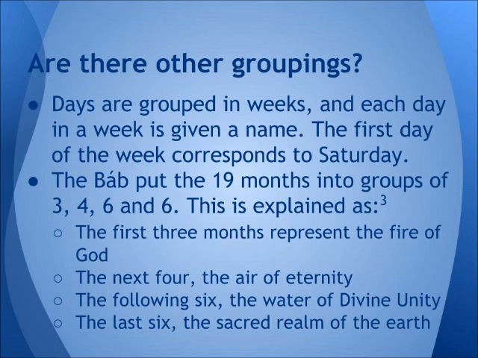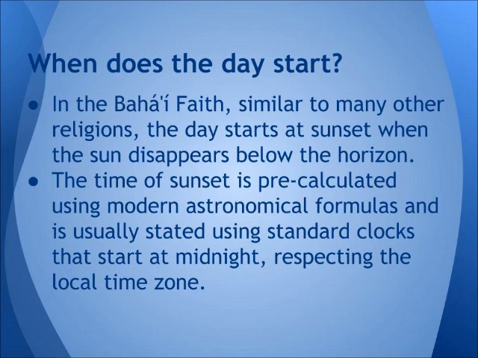The first 3 months of the year represent the fire of God. The next 4 months represent the air of eternity. The following 6 months represent the water of divine unity, and the last 6 months represent the sacred realm of the earth. In the Baha'i faith, similar to many other religions, the day starts at sunset.